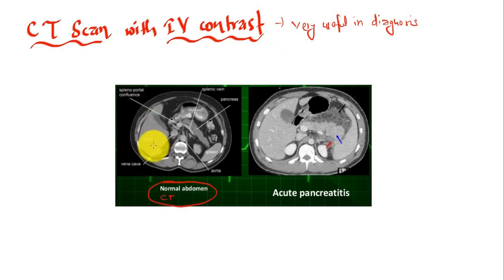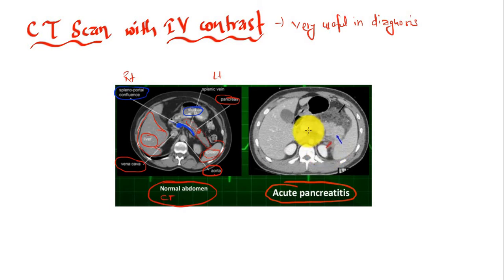So this is a normal CT abdomen. Here we have the aorta and inferior vena cava. This is the liver on the right-hand side. On the left-hand side we have the spleen and aorta. This is the pancreas over here. We can see here the splenic vein and the splenic portal confluence where it joins with the superior mesenteric vein, and this is the stomach.